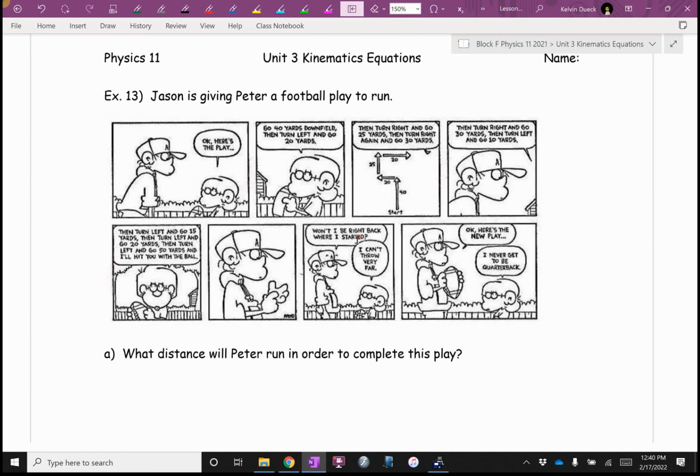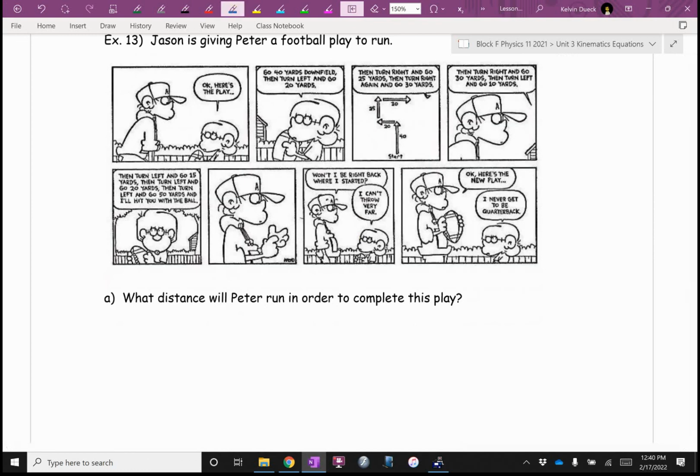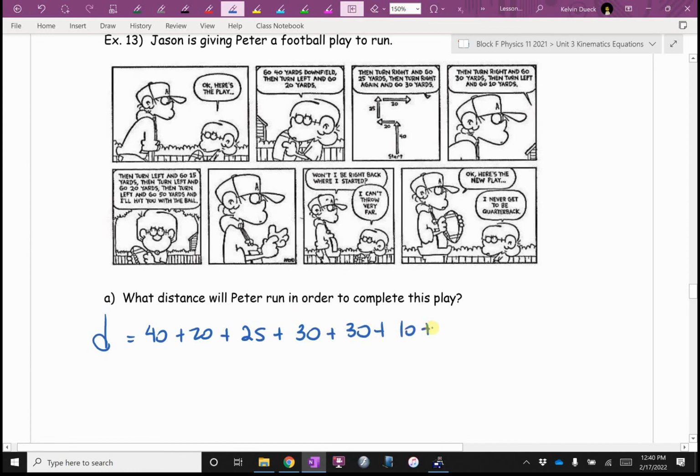So my first question, what distance will Peter run in order to complete this play? Well, I guess it's just going to be every number that I see in the bubbles. So I see a 40 and a 20 and a 25 and a 30 and another 30 and a 10 and a 15 and a 20 and a 50.